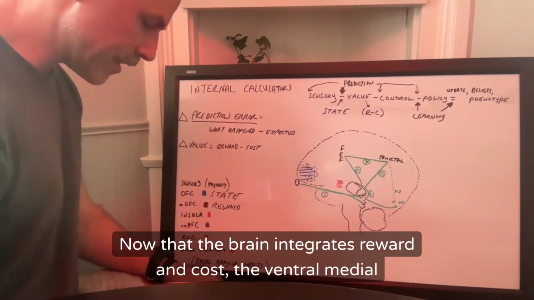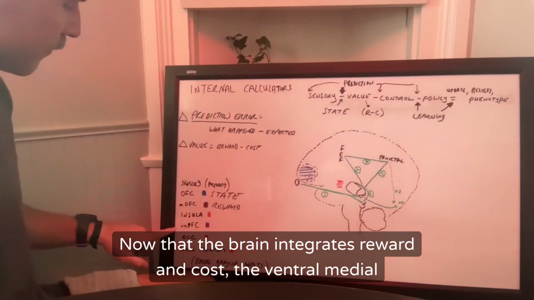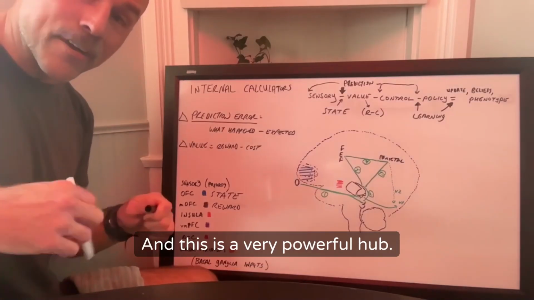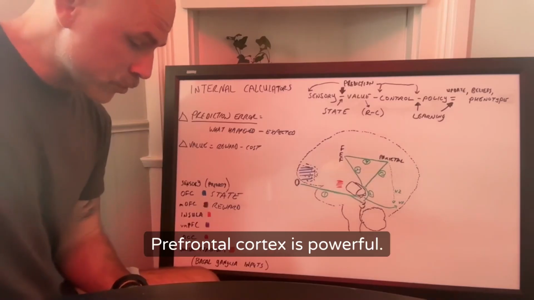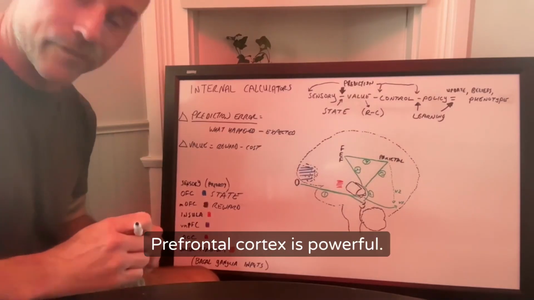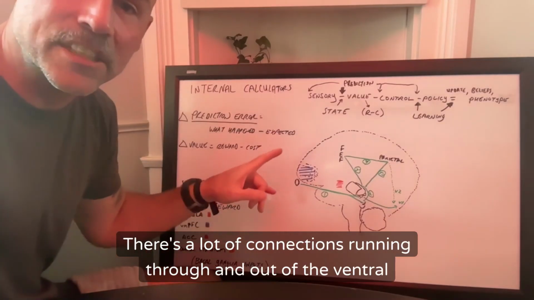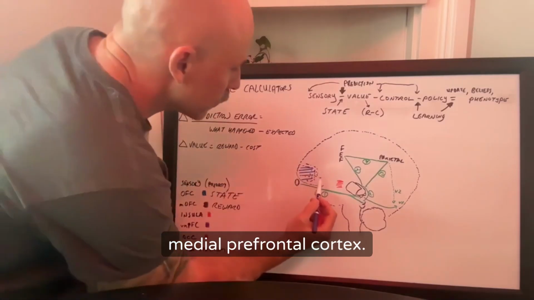Okay? Now that the brain integrates reward and cost, the ventromedial prefrontal cortex comes on board. And this is a very powerful hub. The ventromedial prefrontal cortex is powerful. It receives a lot of information. There's a lot of connections running through and out of the ventromedial prefrontal cortex.